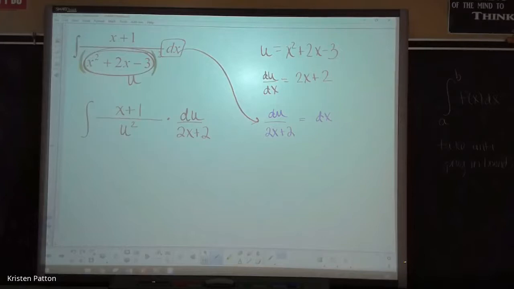Our hope is if we did this correctly, that all of the x's will go away. They'll cancel. We're not supposed to use the word cancel in math anymore, but I still use it. So that's why, you know.